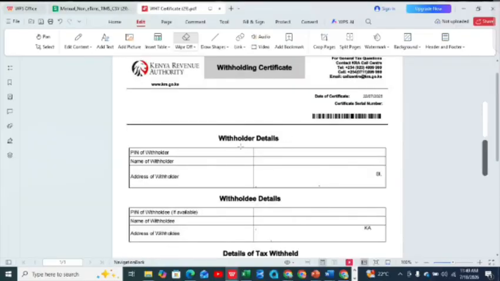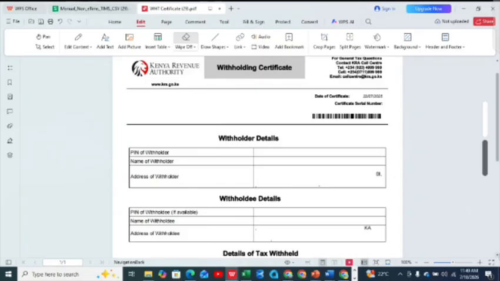Below the certificate serial number, we usually have the withholder's details, where we have the PIN of the withholder, which is here. The withholder is the employer who paid you using the withholding certificate. So the name of the withholder, who is that company, will appear. The PIN of the withholder will appear here, and then the name of the withholder, which is the company, and the address of the withholder. So when you see the withholder here, it usually means the employer or the payer of that amount.